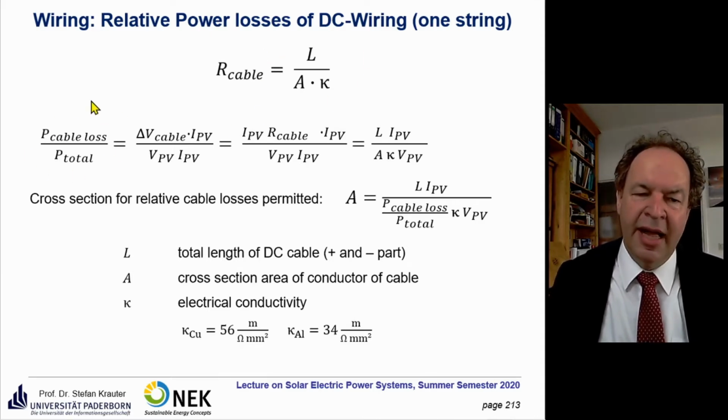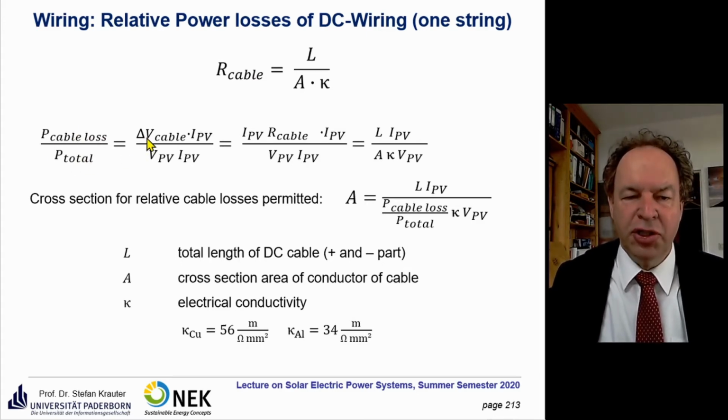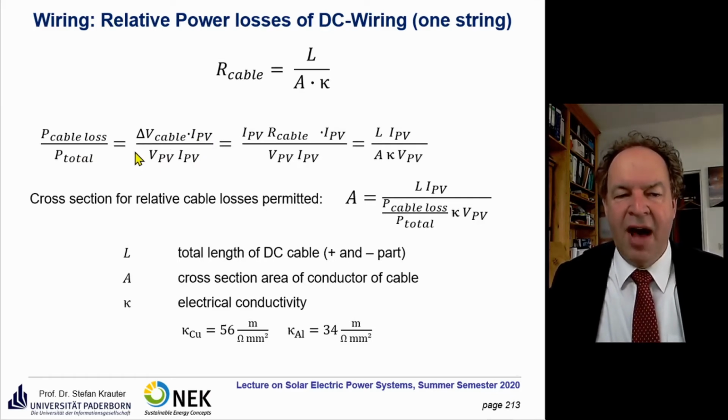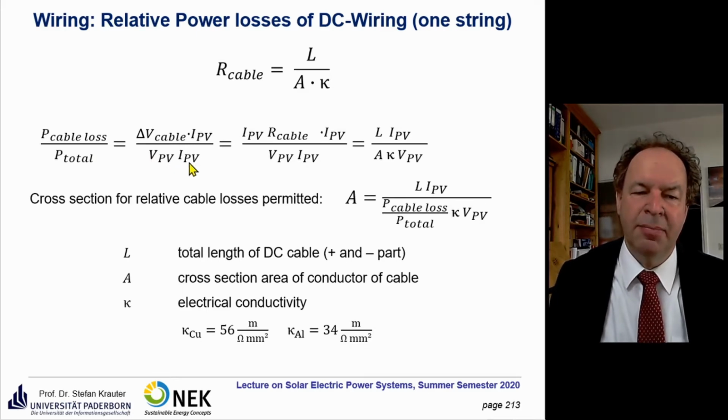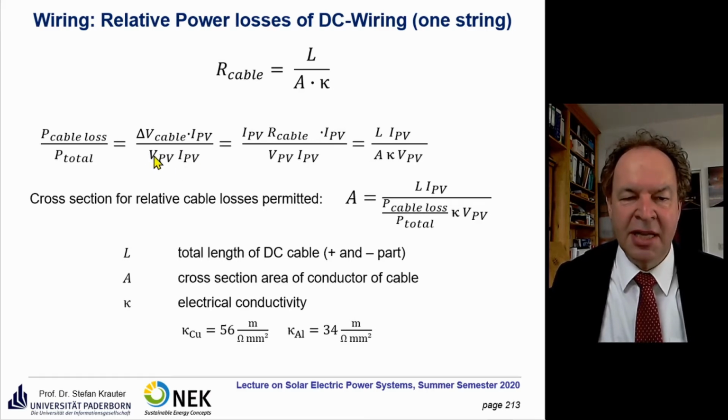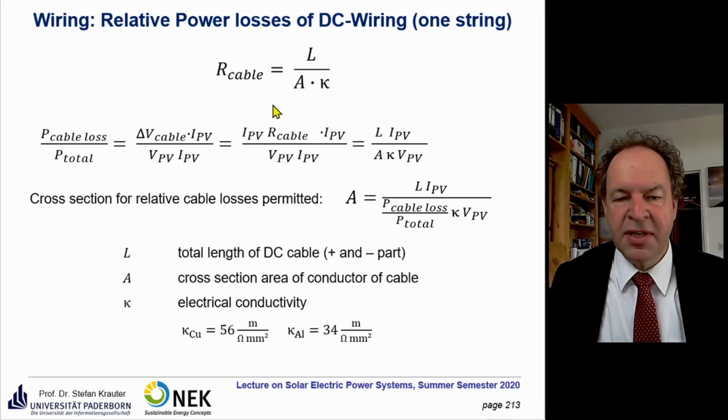We may also calculate the relative cable losses. You have the voltage loss along the cable times the current going through it, divided by the total power. So you have the voltage of the PV power plant and the current at the PV power plant, usually under maximum power point conditions. And then in the other part, you have the current going through the cable and the resistance of the cable that you calculated here. And at the end you arrive at that formula.